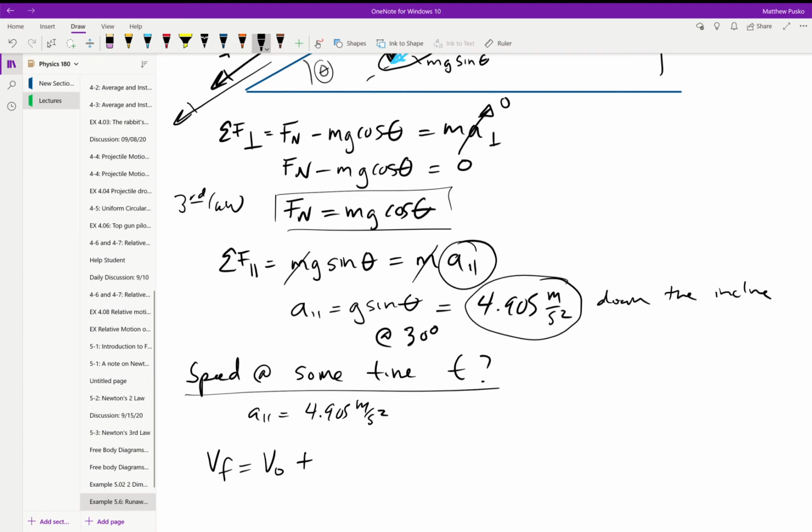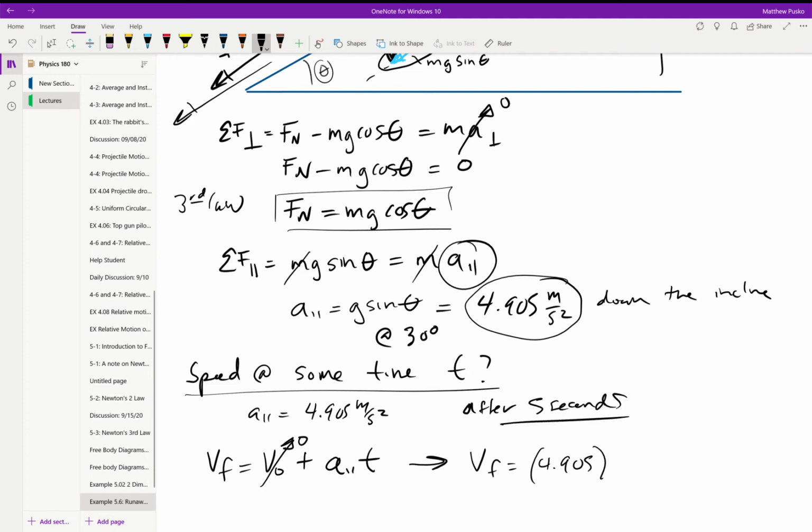v final is equal to v naught plus the acceleration times time. Now we said it was from rest, so we can say that's equal to 0. And we get v final equal to 4.905 times t. So let's say after 5 seconds. So I'm going to plug in 5 seconds.